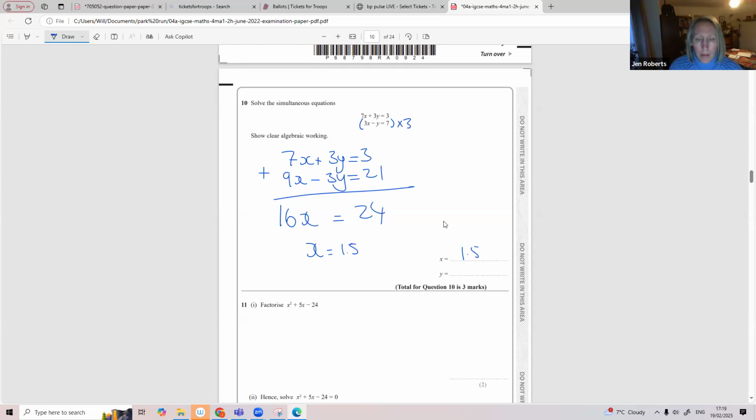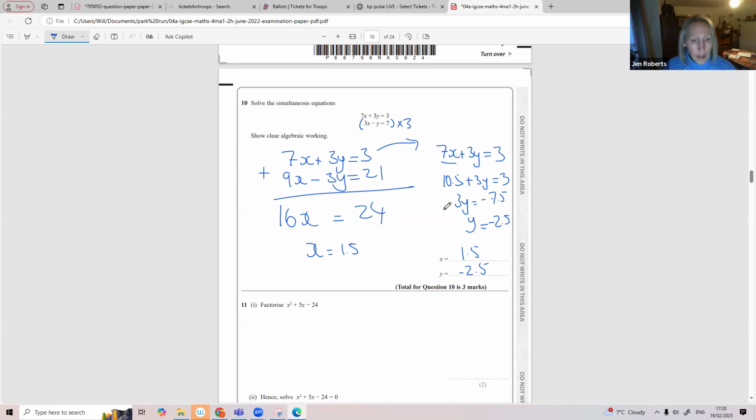Now I'm going to find my y by subbing it into this equation here. I know 7x plus 3y equals 3. By subbing my x is 1.5, 7 times 1.5 is 10.5. I'm then going to subtract 10.5 from both sides. Divide both sides by 3. Sorry, y is minus 2.5.